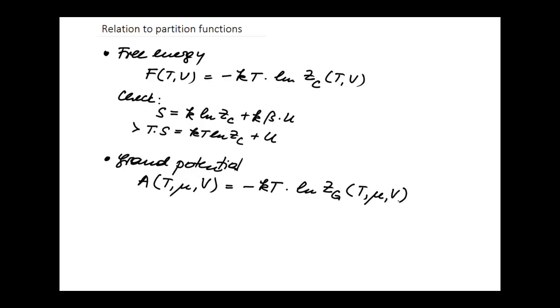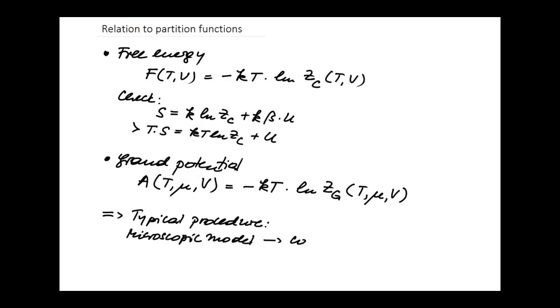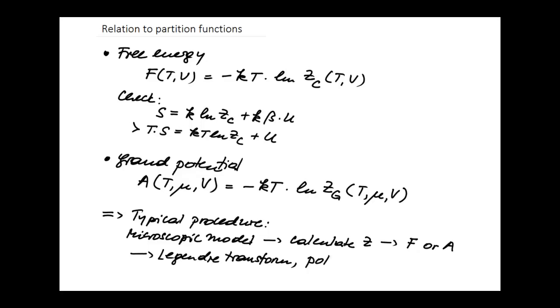And this is once again a Legendre transform that you had already encountered earlier in a different context, and which I'm going to show next in a specific example. But let me note on this page just the general idea for a typical procedure. What you do is you have a microscopic model, then you calculate a partition function based on this model, then you determine free energy or grand potential. Then you do a Legendre transform, which we are going to discuss next, to obtain the potential needed to describe a certain experiment, which might also be the free enthalpy or the enthalpy, depending on the setup.